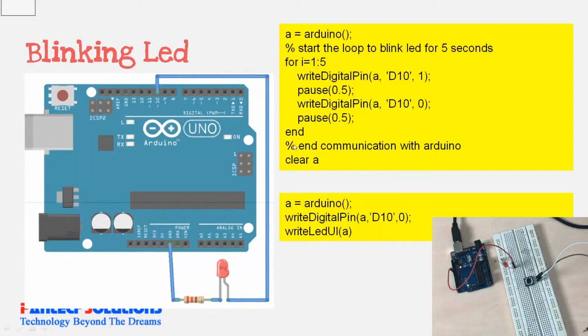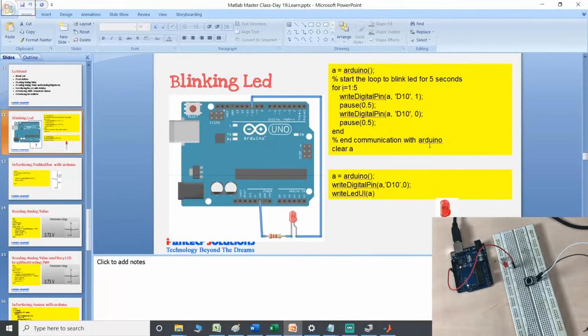So first I'm going to initialize the Arduino. Then I have written a simple for loop for i equal to 1 to 5. Write digital pin will write 1 to the digital pin D10, and I'm giving a pause command for 0.5 seconds. And then again I make it 0, and I have given a pause command. So this will blink the LED 5 times. So I'm going to MATLAB now.